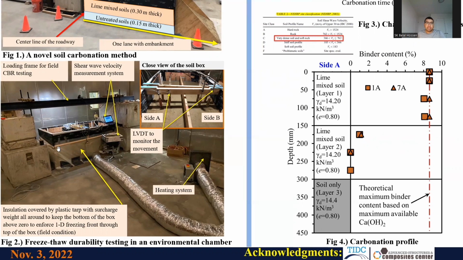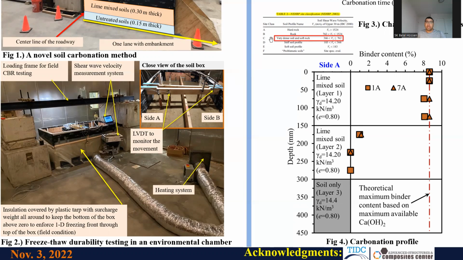That means the surface of the box was insulated, and we applied some hot air to keep the bottom of the box just above 0 degrees Celsius, so that we can make sure the freezing front is coming from the top of the roadway, which normally happens during field conditions. And also we saturated the box prior to applying any freeze-thaw cycles and kept supplying water as an open system to create the most detrimental weather condition. So we wanted to see how, under this condition, the carbonated soil layer can perform.